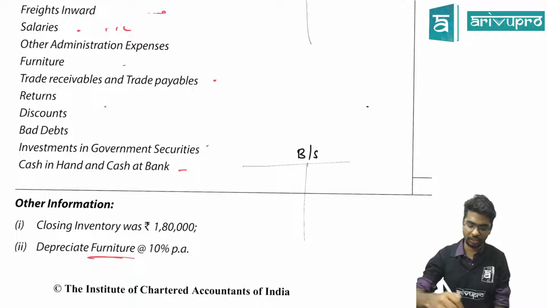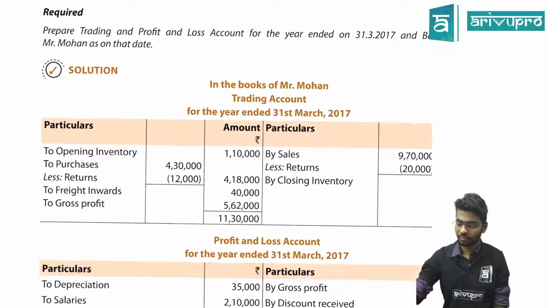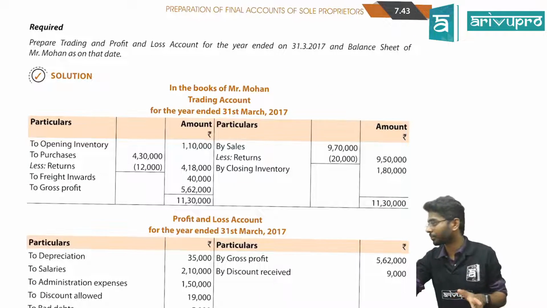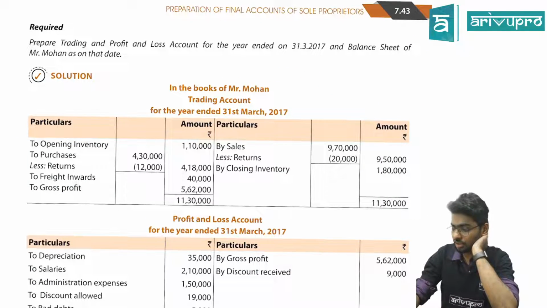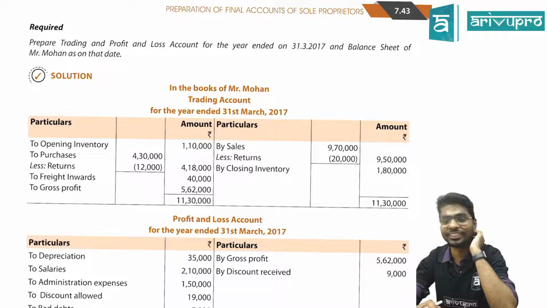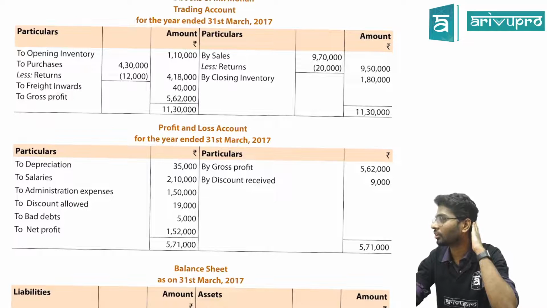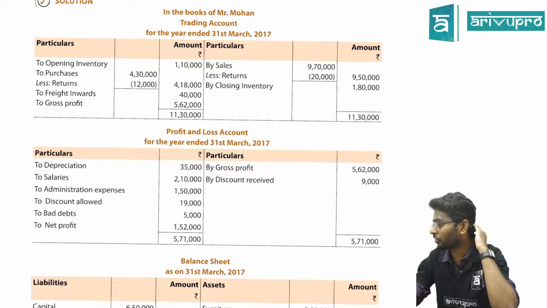So let's come to the trading account first. See your trading account. Did you all get 5,62,000? Yes. Trading account 5,62,000. She did some adjustment there. Anyone who did not get 562? Gross profit 152. Yes. Gross profit 152.